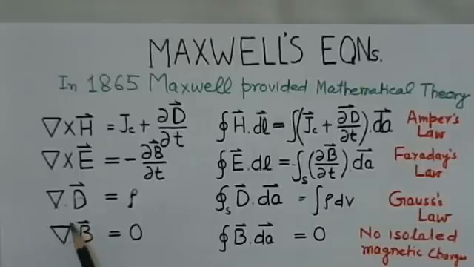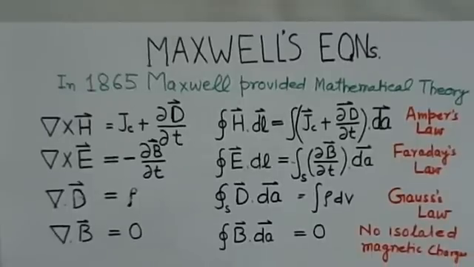And this third one is divergence D equals rho. That means net flux outside the surface is equal to charge enclosed. This is basically Gauss's law, which was introduced earlier, and divergence B equals 0 basically indicates there is no net flux. That means there are no isolated magnetic charges present.